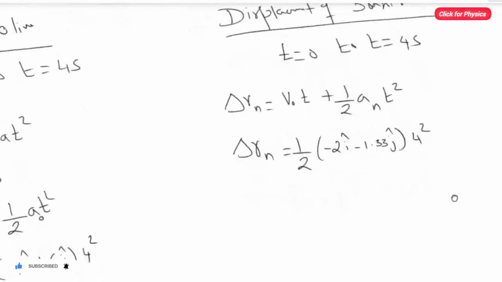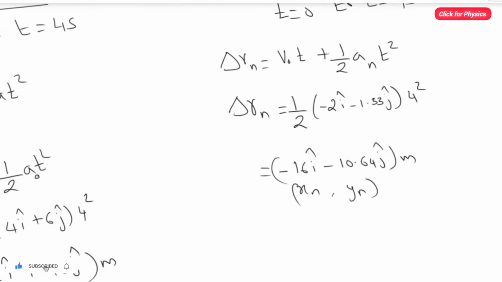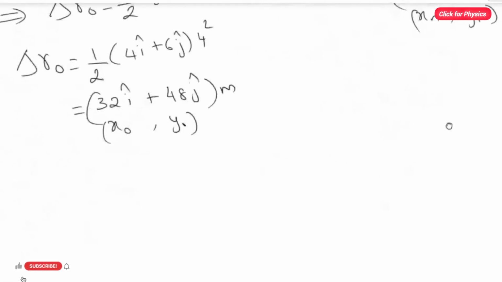When you simplify this part, you will get minus 16 i cap minus 10.64 j cap, and its unit is meter. That means this value is the x_n value comma y_n value. Clear? This is the olive location, and this is the Brazil nut displacement location. Now, by using these values, we have to find the center of mass of the olive-nut system.